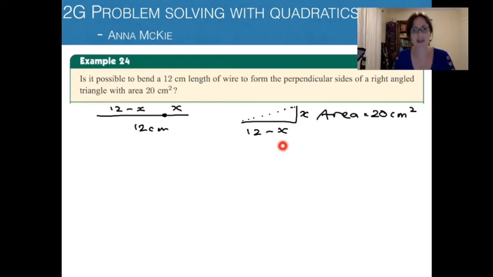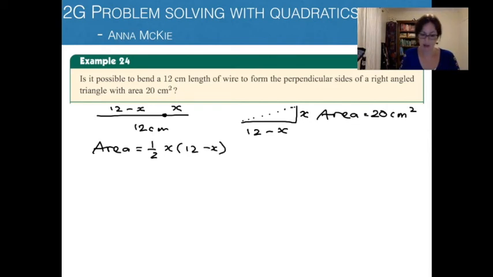And visually on this wire here, perhaps that would be x, and therefore 12 take x is that part there. Now how's that going to help us? We need the area of a triangle and make that equal to 20 centimetres. So we have area is equal to a half times length times width. So we have a half of x and 12 take x. And we know that that's equal to 20.